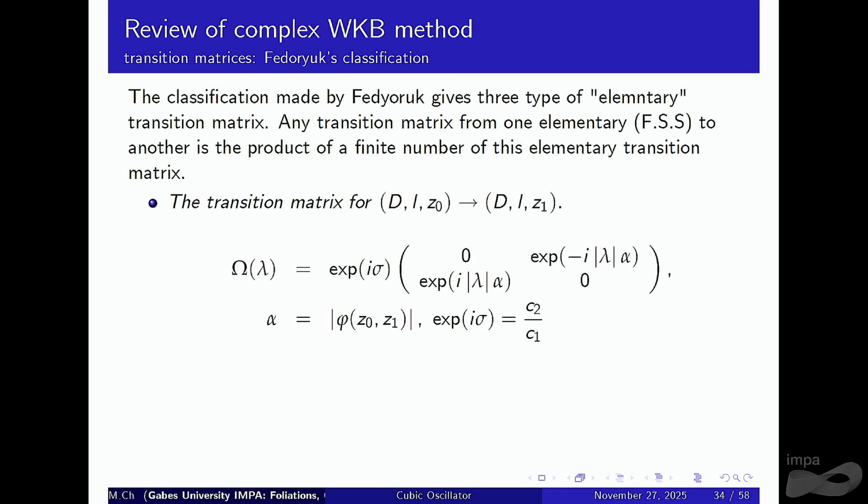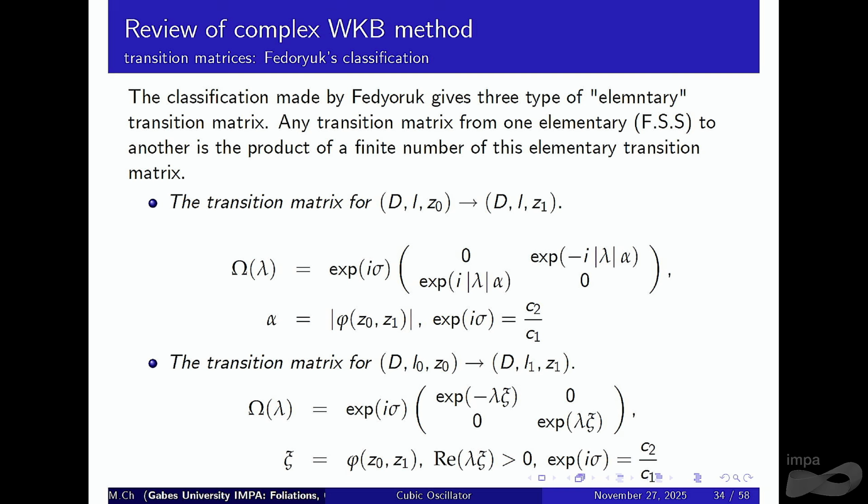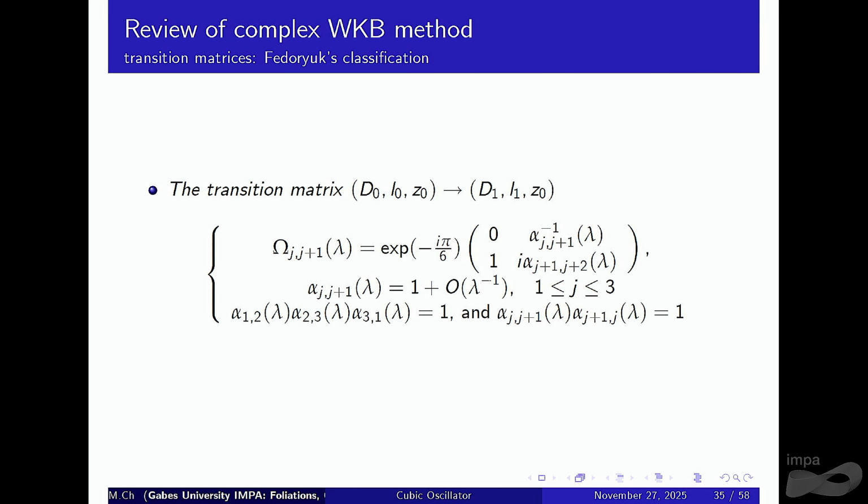The first type is to pass from one canonical domain to another canonical domain. By the way, this triple is called the Stokes data: the giving of a canonical domain, a Stokes line and a turning point. And this is the second type of transition matrices, and this is the third type of transition matrix.